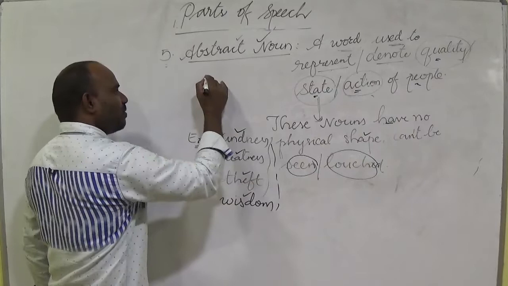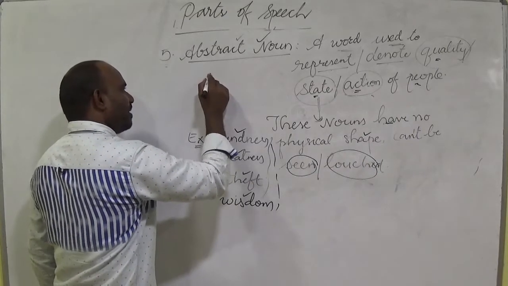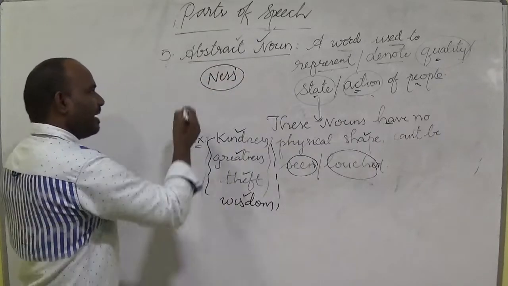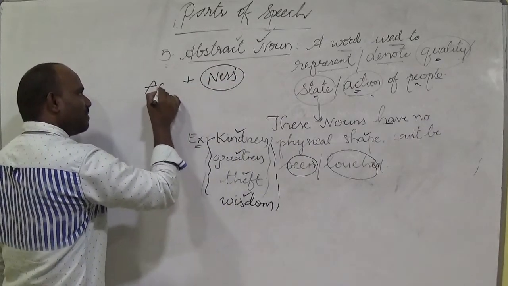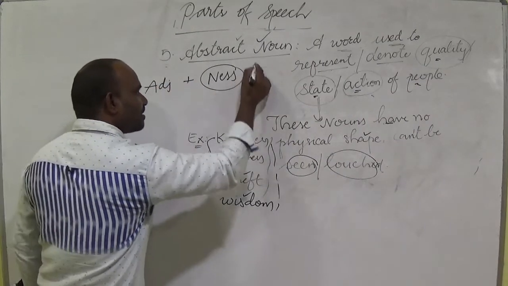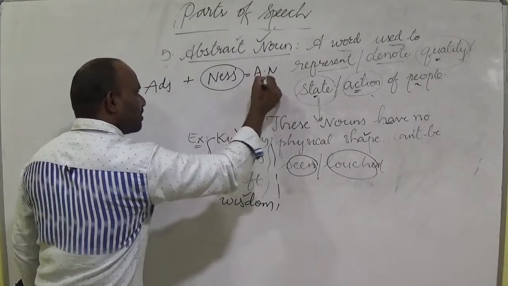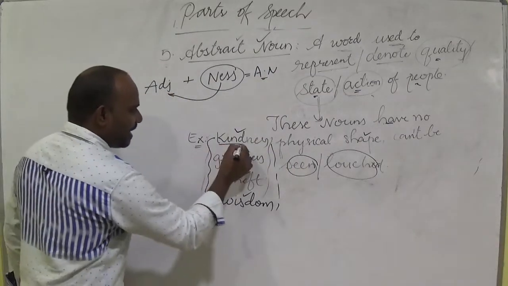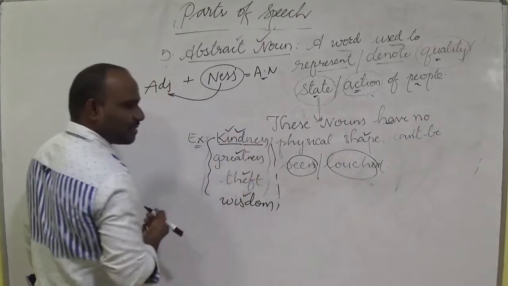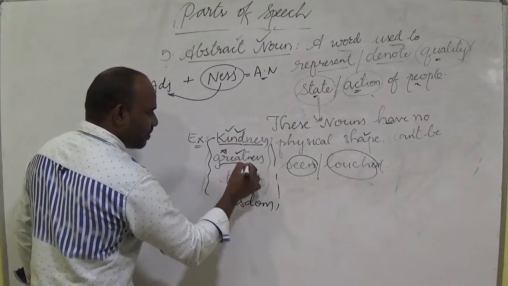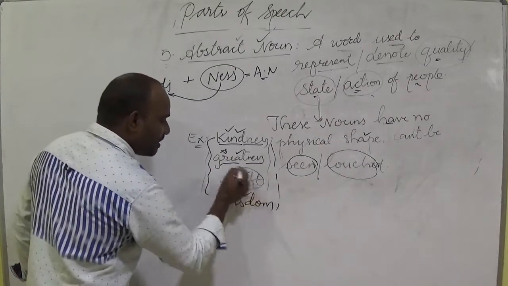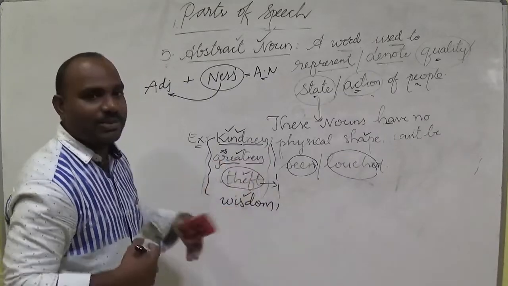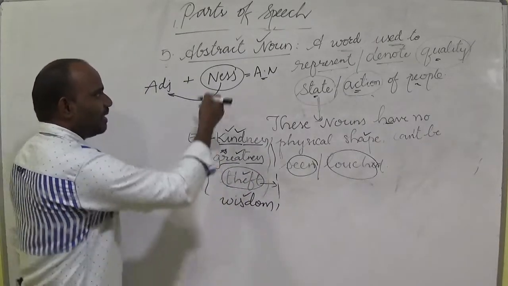Generally, these abstract nouns are formed by adding NESS. Adjective plus NESS becomes an abstract noun. Abstract nouns are formed from adjectives. For example, kind is an adjective, kindness. Great, an adjective, plus NESS, greatness. Theft is a noun. We can't see theft, wisdom, or greatness, we just feel them, we enjoy them. So these are abstract nouns.